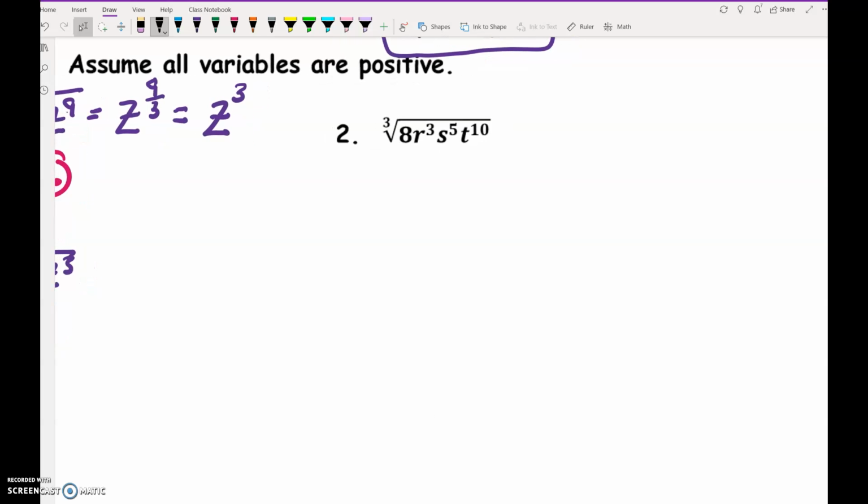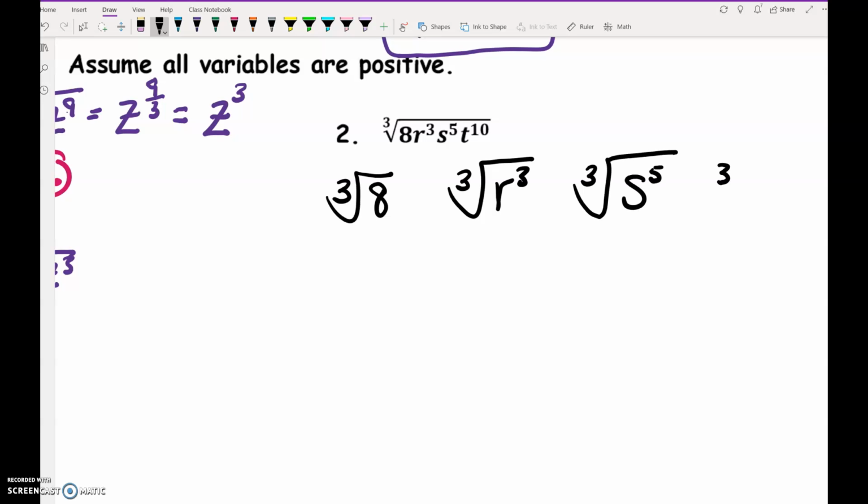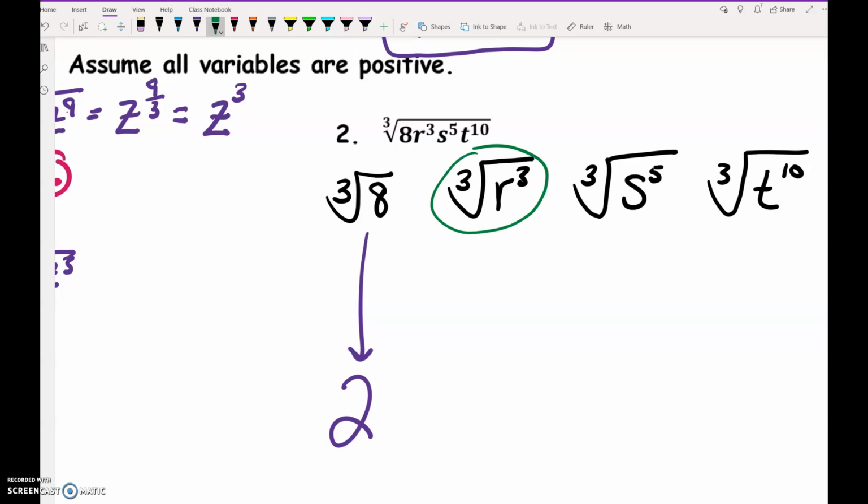Let's try this one. This is the cube root of 8, the cube root of r to the third, the cube root of s to the 5th, and the cube root of t to the 10th. Okay, let's start with the numbers. Cube root of 8. Can we do the cube root of 8? Yes, it is 2. Cube root of r cubed: the cube root and the cube cancel each other out, and this gives us r.